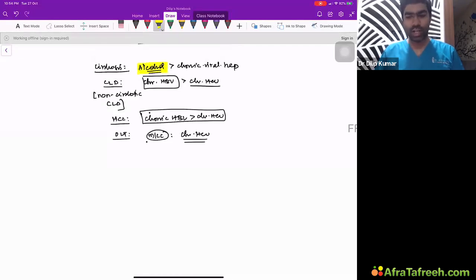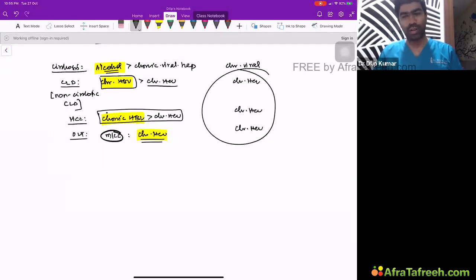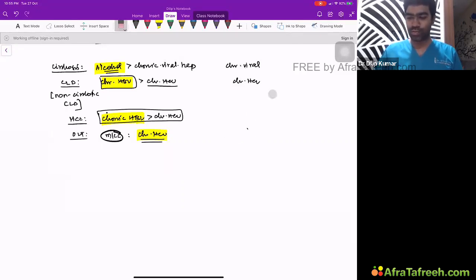So cirrhosis, most common cause alcohol. Chronic liver disease and chronic hepatitis, most common cause is chronic HBV. Hepatocellular cancer, again in India, it is chronic HBV that's common. Whereas the most common cause of orthotopic liver transplantation anywhere in the world is chronic hepatitis C virus only. But nevertheless, in the Western world, it will be chronic viral hepatitis, chronic HCV here, chronic HCV here, and chronic HCV here. That's why many of the Western textbooks give so much importance to hepatitis C virus, because it's extremely common in that setting. So that is the most common cause of cancer, chronic hepatitis, as well as cirrhosis, as well as your reason for liver transplantation in the Western world.